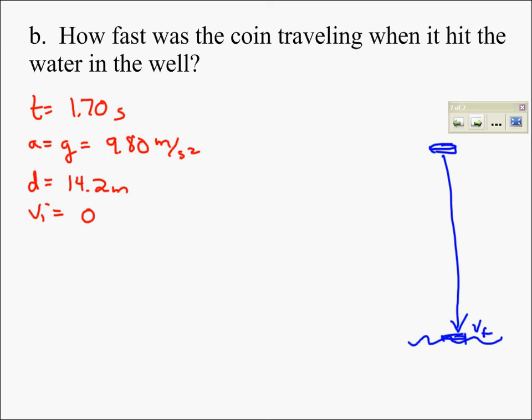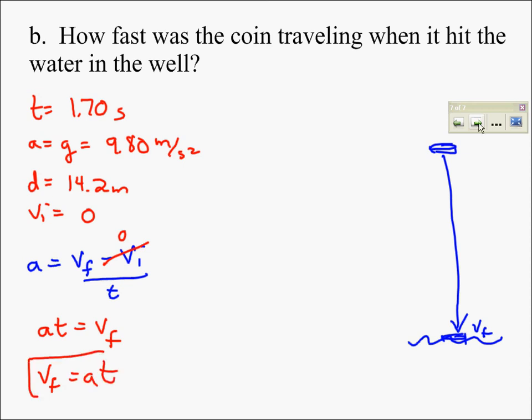Now, I think there's a few different ways. I think I want to go back to the acceleration equation, a equals VF minus VI over t. I'm going to solve for VF. VI is 0, so you can see that AT is equal to VF. I like to write it VF equals AT. There's my working equation. So let's put in our numbers. VF is going to equal 9.80 meters per second squared times 1.7 seconds.